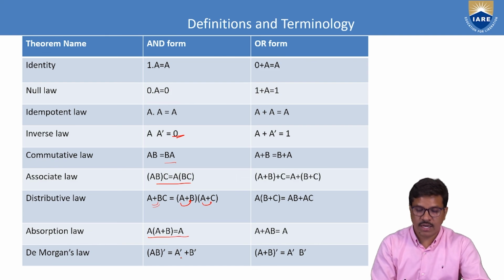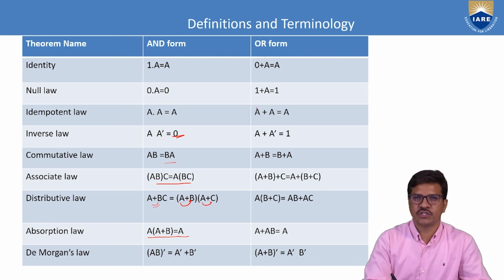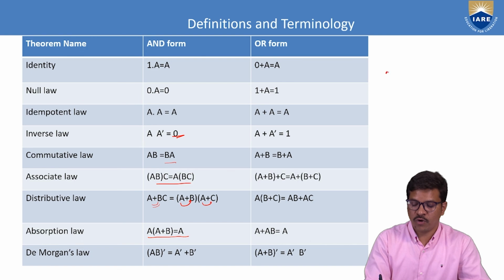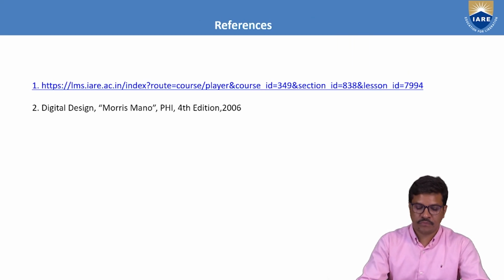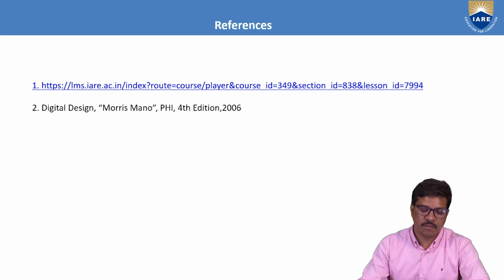And De Morgan's law: the complement of a product is equal to the sum of the individual complements. Similarly, for the dual form, dot becomes plus and plus becomes dot, 1 becomes 0 and 0 becomes 1. The variables are unchanged. Then we get the dual form. These are all from the lecture notes from the IARE website and Digital Design by Morris Mano.